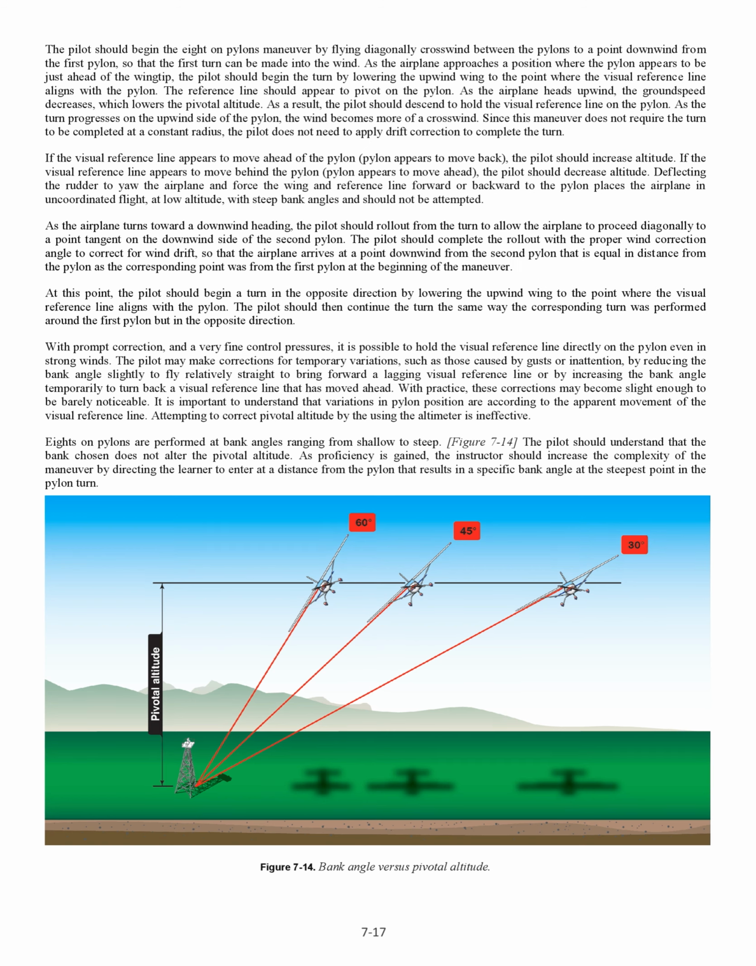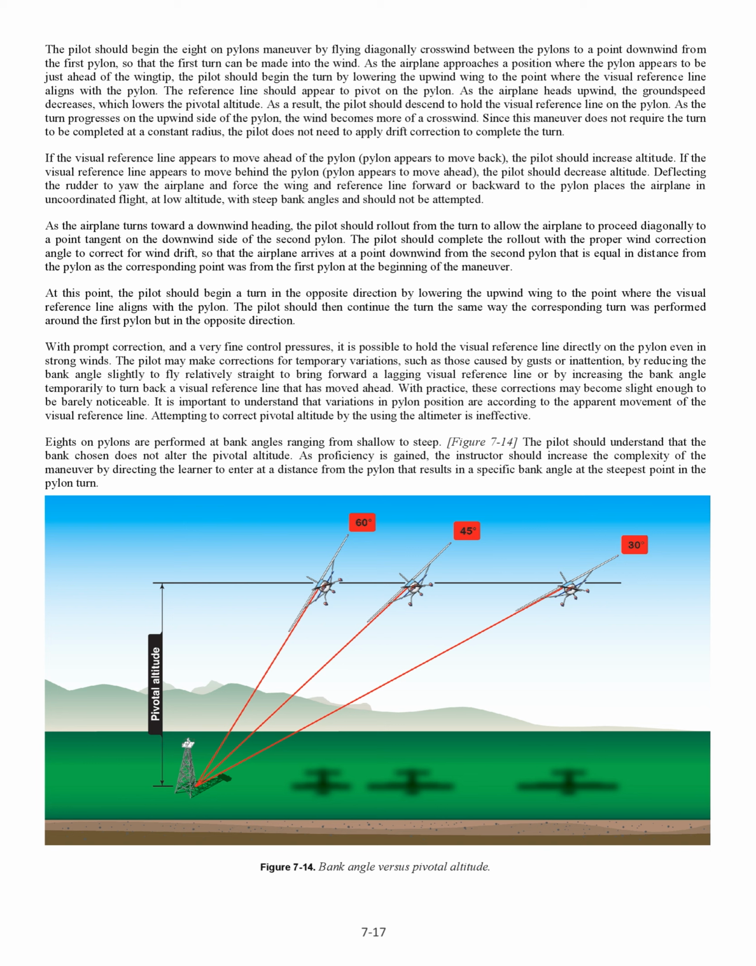The pilot should begin the 8 on pylons maneuver by flying diagonally crosswind between the pylons to a point downwind from the first pylon, so that the first turn can be made into the wind. As the airplane approaches a position where the pylon appears to be just ahead of the wingtip, the pilot should begin the turn by lowering the upwind wing to the point where the visual reference line aligns with the pylon. The reference line should appear to pivot on the pylon.